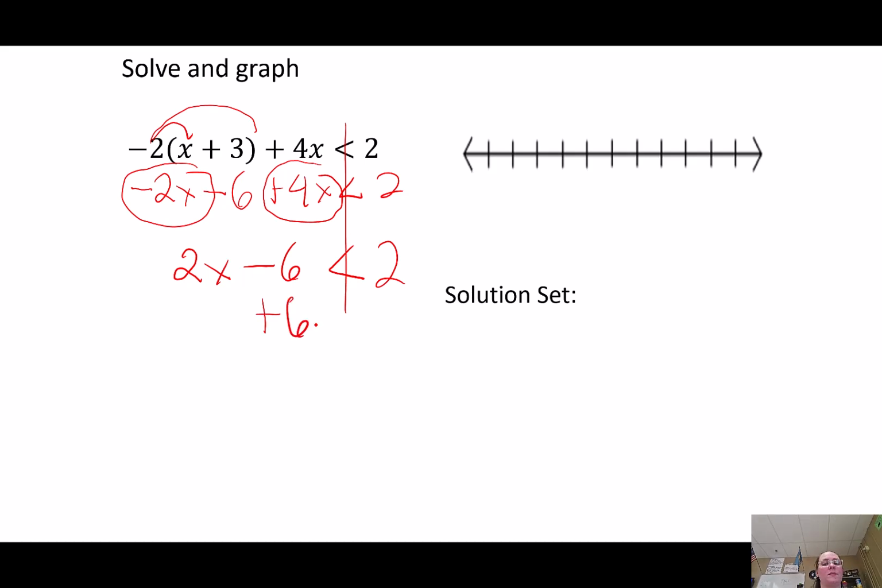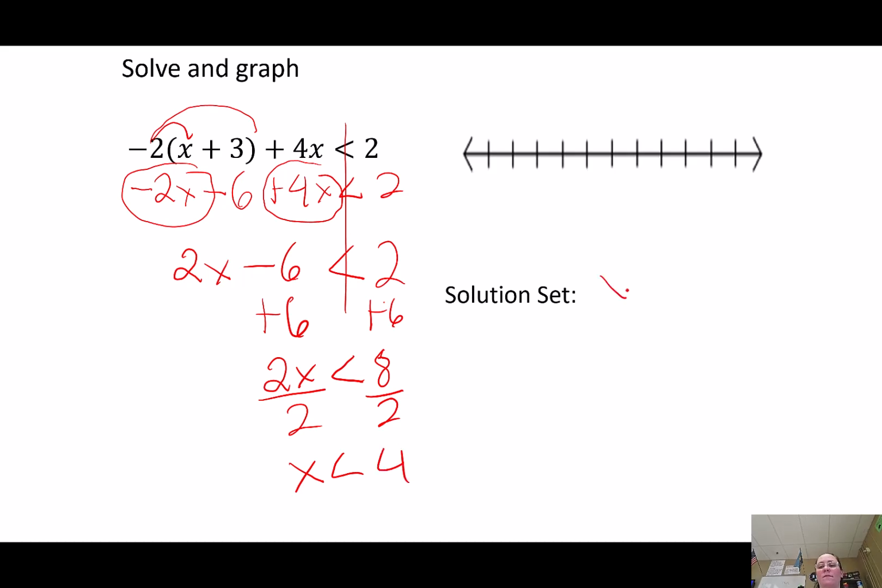Now we're at our two steps, so add 6 to both sides. So 2x is less than, well, 2 plus 6 is 8. Divide both sides by 2. So x is less than 4 for my solution set. So we will have an open circle at 4 shaded to the left.